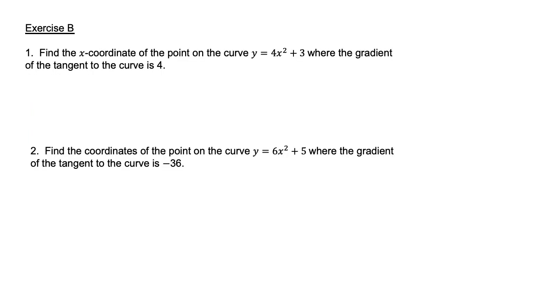Here are 2 past exam questions for you to try. Answers follow shortly.